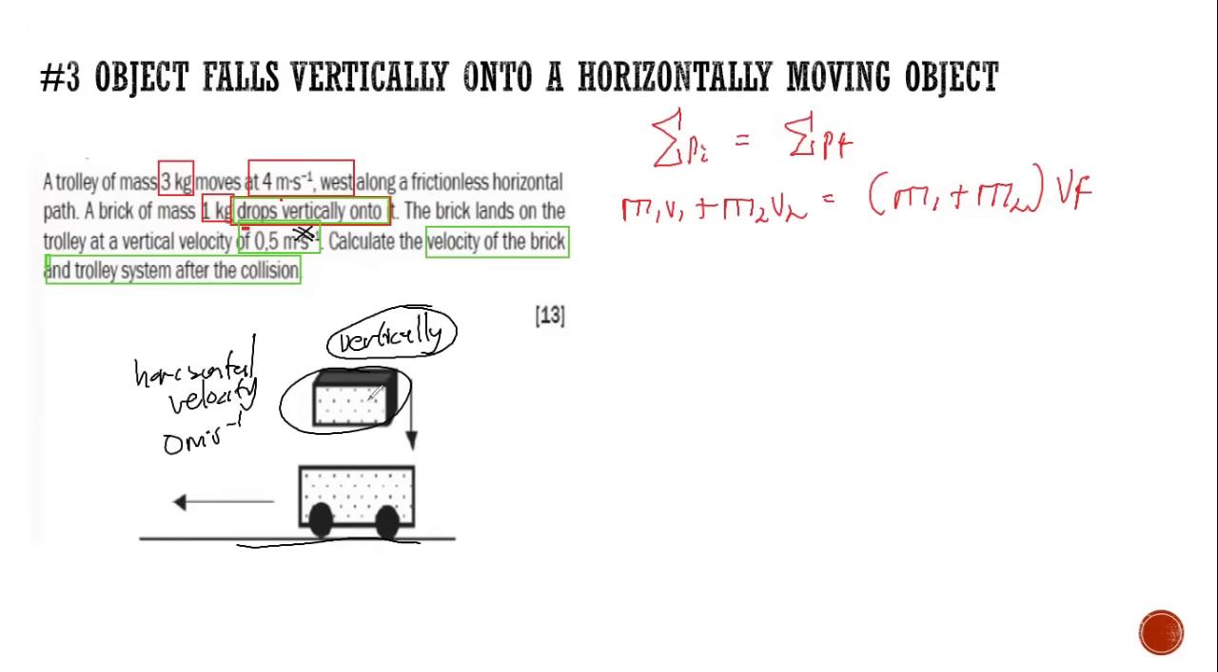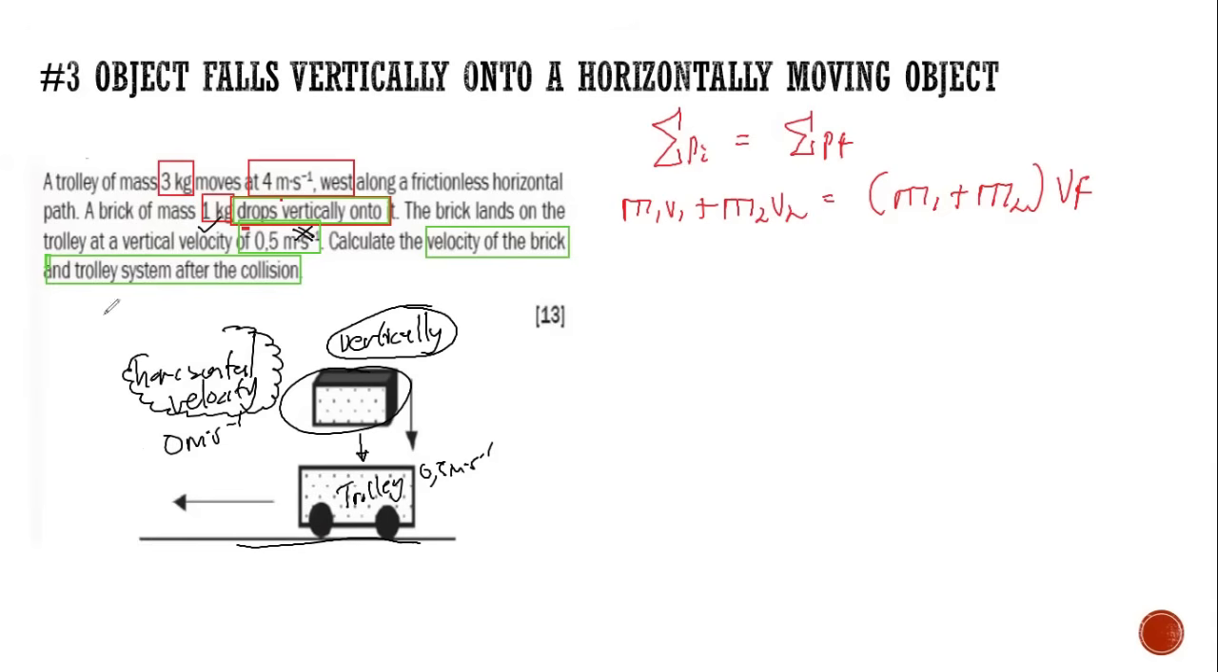So the brick will be dropping onto this trolley with a velocity of 0.5 meters per second. But the problem is that 0.5 meters per second is the vertical velocity, and here we are to only consider the horizontal velocity, because the object that it falls onto is moving horizontally. So in that case, we have to consider that its horizontal velocity is 0 meters per second.